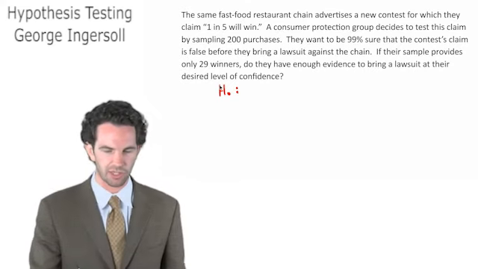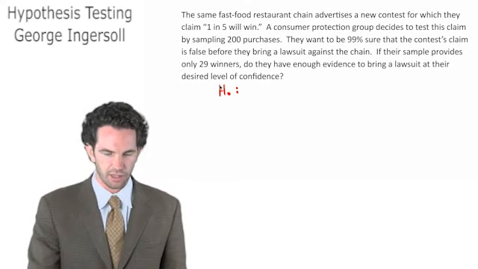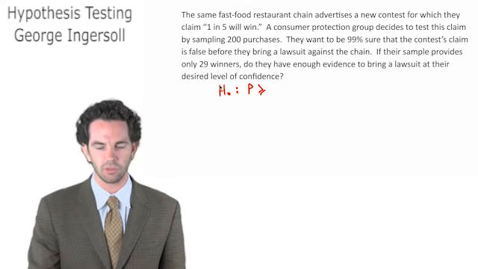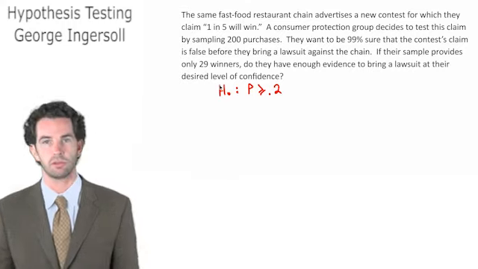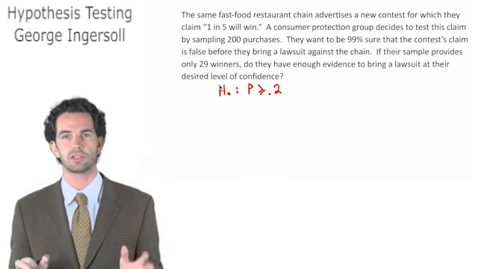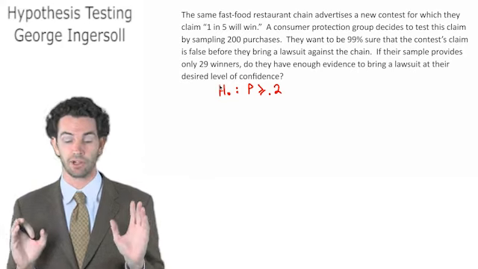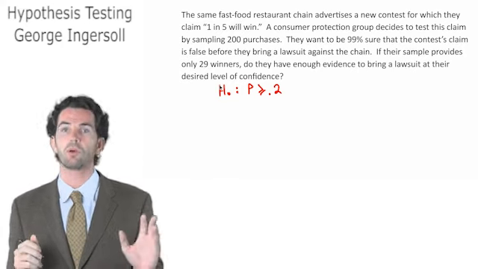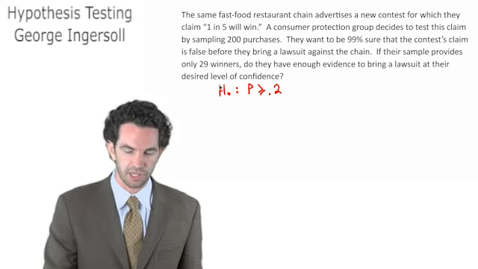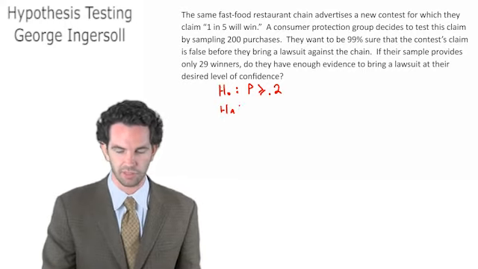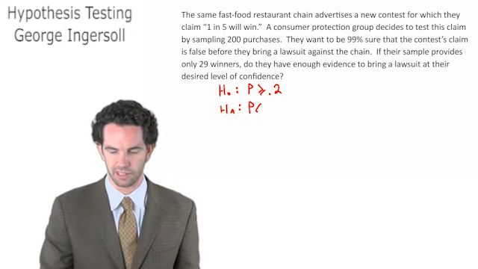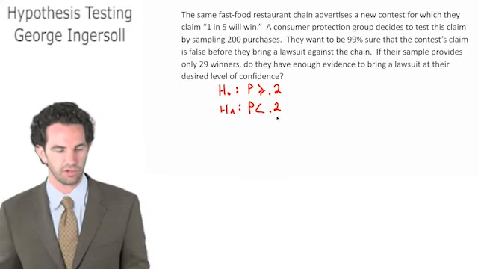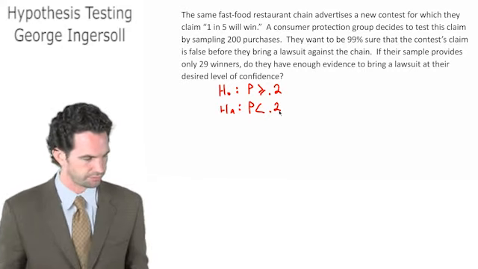Their assumption here, the null hypothesis, is that p, the probability of winning, is greater than or equal to 0.2. In other words, if the fast food restaurant chain isn't lying, the probability of winning is going to be 1 in 5, 0.2, or higher. The alternate hypothesis, therefore, since these have to be complements of each other, is going to be p is less than 0.2. And this is where the burden of proof is. We need to try to prove that p is less than 0.2.